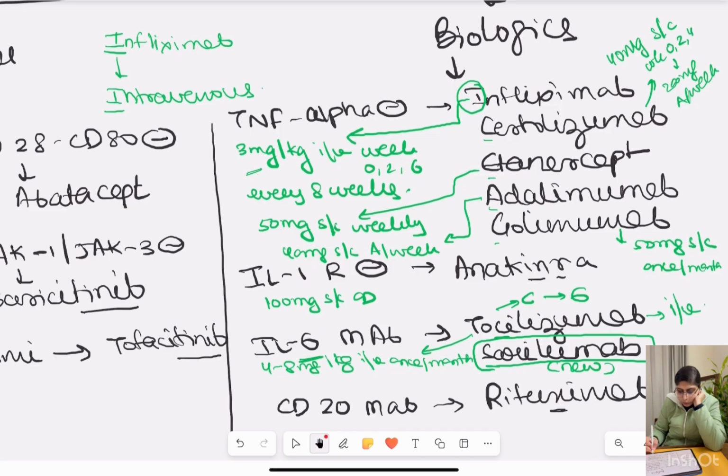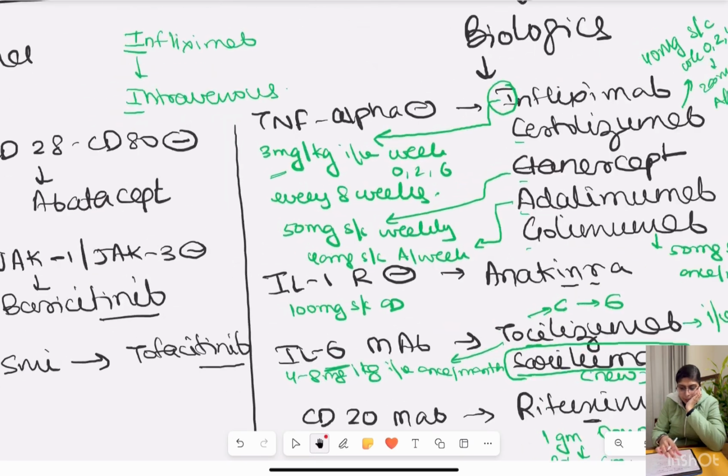Rituximab we all know is IV. The dose of rituximab is 1 gram day 0 and 1 gram day 14. Then you repeat after 6 months, and you can go on repeating till your CD markers are 0. So you monitor your CD20 markers, and then you decide how long you need to repeat rituximab.